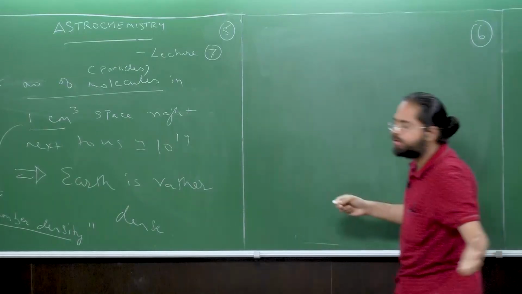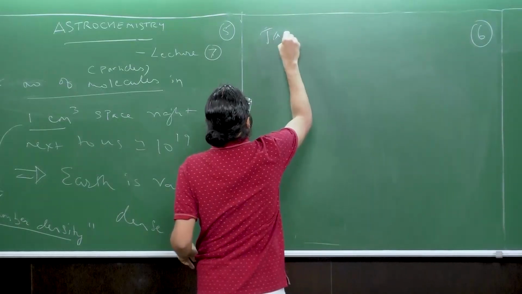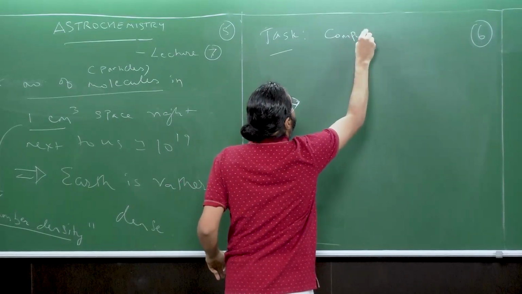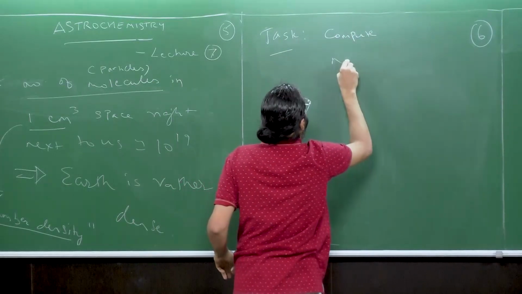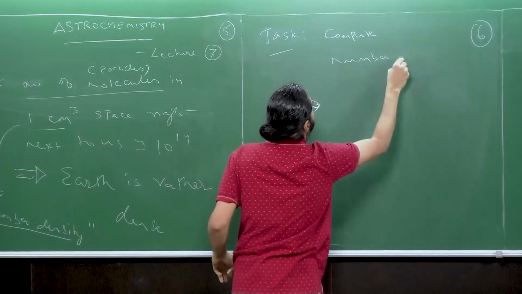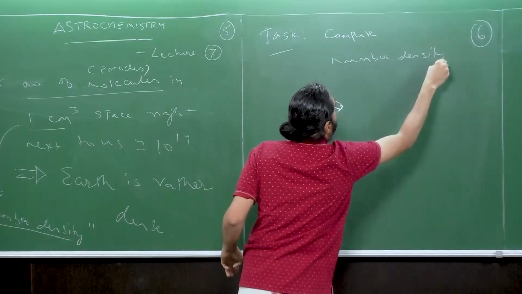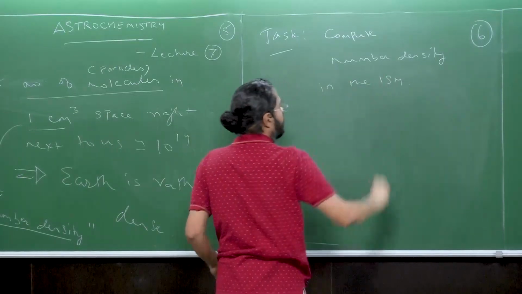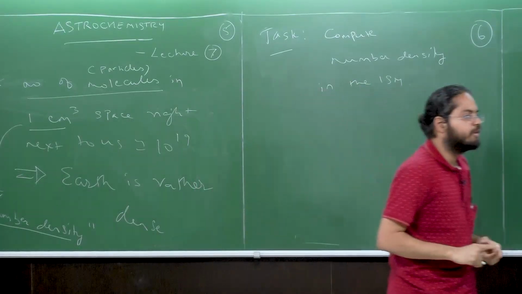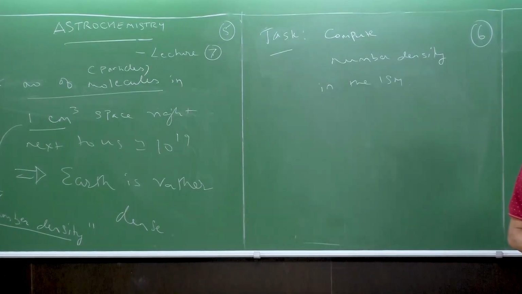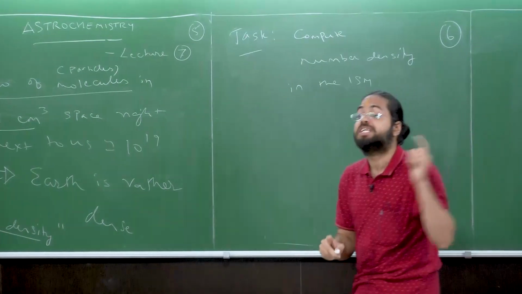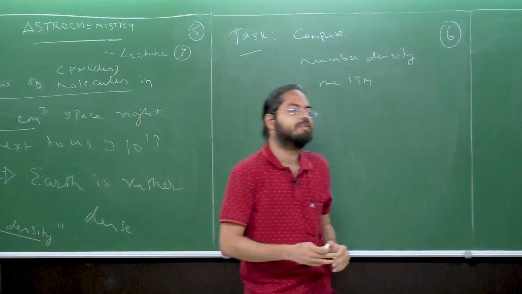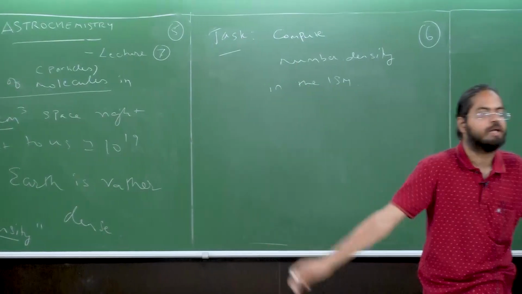Okay, so what is our task now? Compute the number density in the ISM. As soon as I give you this task, what is the immediate question you should ask me? It is, in which region of the ISM am I talking about? Because it was just in the last class that we discussed that the ISM has multiple regions.